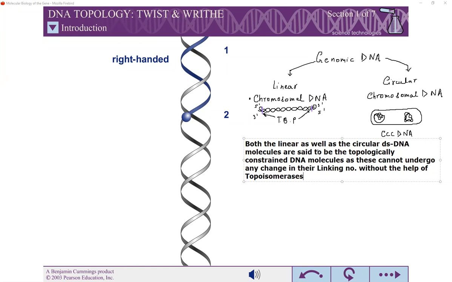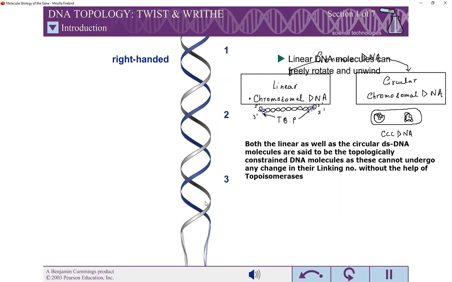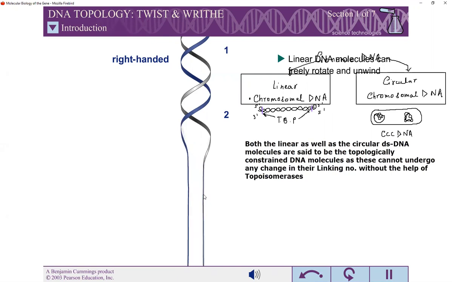That is why both of these DNA, whether you talk about the linear chromosomal DNA molecule or the circular chromosomal DNA molecule, are said to be topologically constrained DNA molecules. Now please look at the animation. Eukaryotes are comprised of a single linear DNA molecule. Because their ends are free, linear DNA molecules can freely rotate to change the number of times the two chains of the double helix coil about one another.